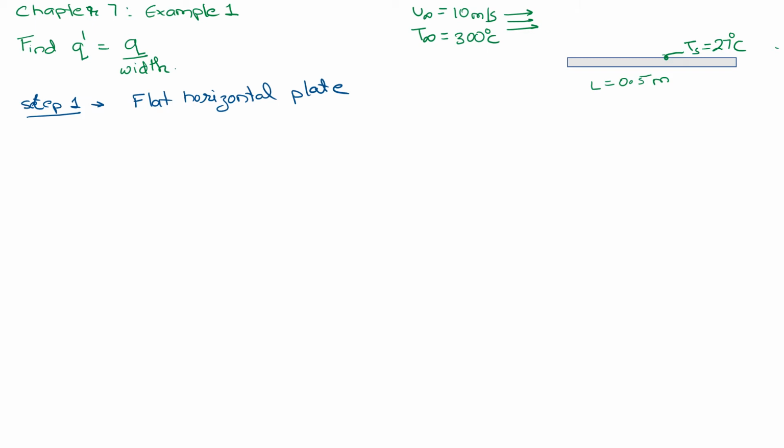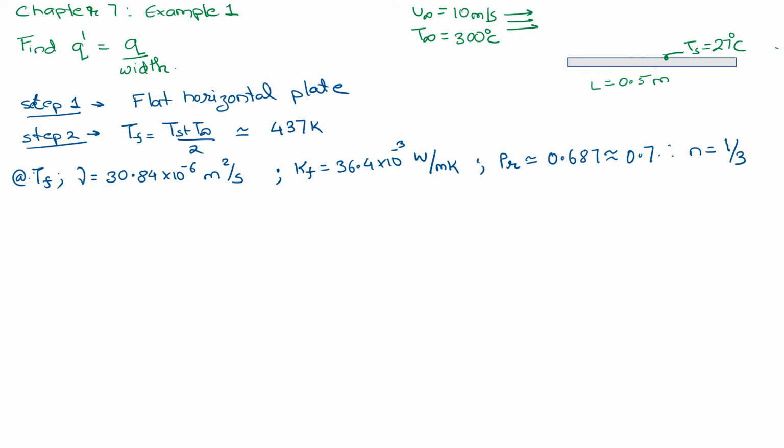So our first step here will be to identify the geometry. We have a flat horizontal plate. The second step is to calculate the film temperature. Our film temperature is approximately 437 Kelvin. It comes out to be around 436.5, but I have just rounded it up.